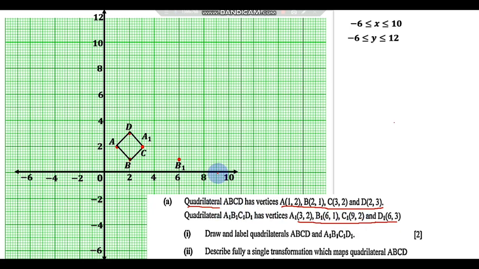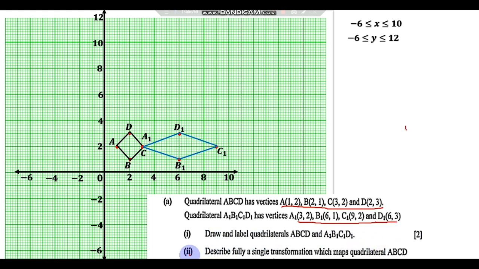9 is here, in between 8 and 10, and 2 is right there. This is our C1. Then D1 is (6, 3). So (6, 3) is right here on this point. Let us connect these points as well, forming that shape. So we are done. We have gotten 2 marks there.